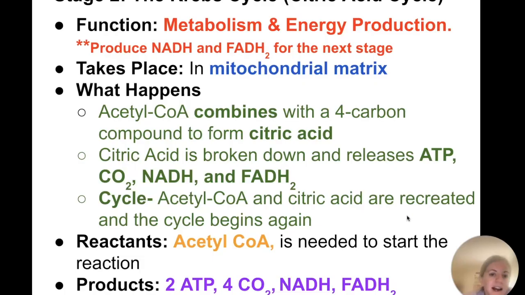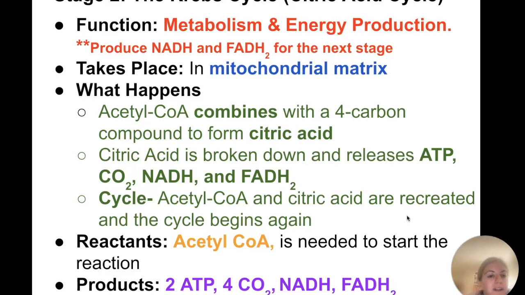What happens in this step? Acetyl-CoA combines with a 4-carbon compound to form citric acid. Citric acid then gets broken down and releases ATP, carbon dioxide, NADH, and FADH2. And again, this is a cycle. So when you look at pictures of the Krebs cycle, you'll see that acetyl-CoA and citric acid are recreated and the cycle begins again and again.